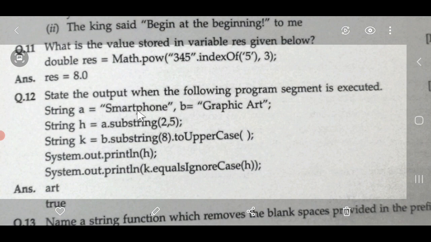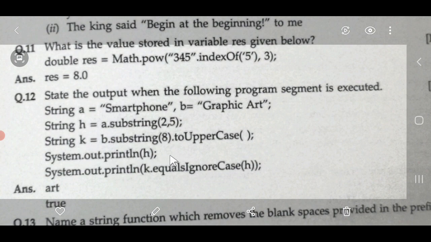So "art" will be there, and then H will have "art", and K will have P.substring(8).toUpperCase(). So the location or the index is 8. They are talking about B, so B is here: 0 1 2 3 4 5 6 7 8. So it will have art.toUpperCase(), so art will be entirely capital letters. First the string will be accepted and then it will be converted to capital. So K will have the string art, but all letters will be capital.